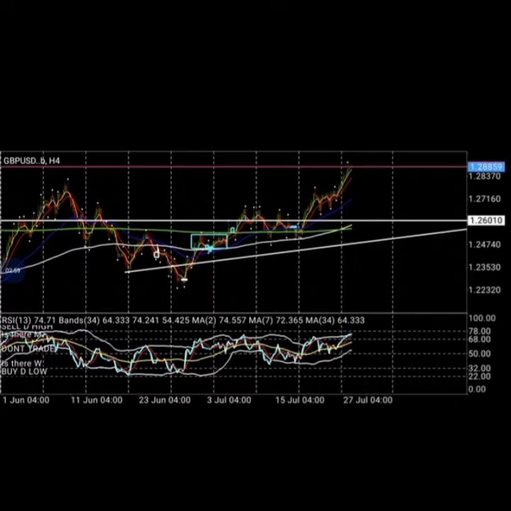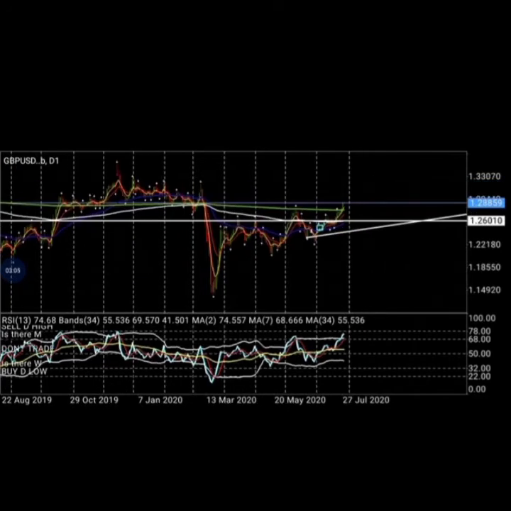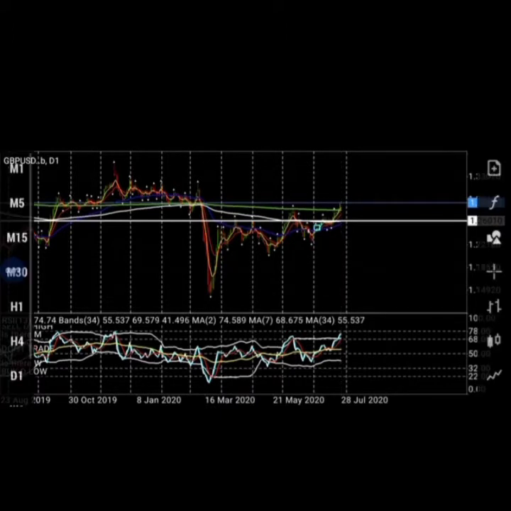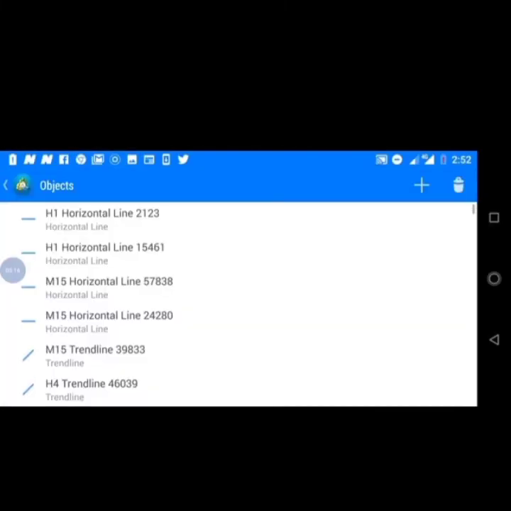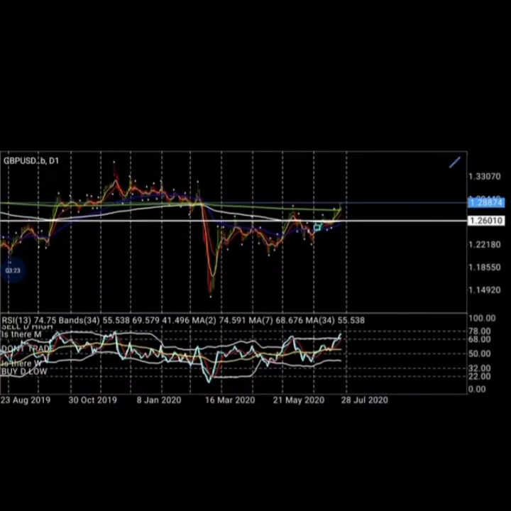So if we were to look at our daily chart now. Okay, this is our daily chart. Let me delete this. If I was to draw a line, I think we have a trend line here. Let me draw a trend line here. If I draw a trend line here, you could see this is where price is currently.